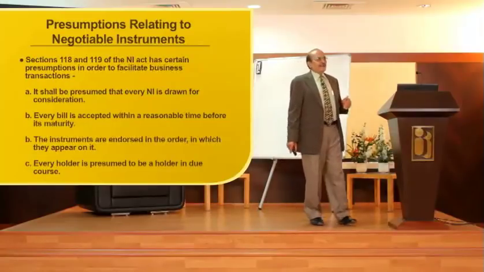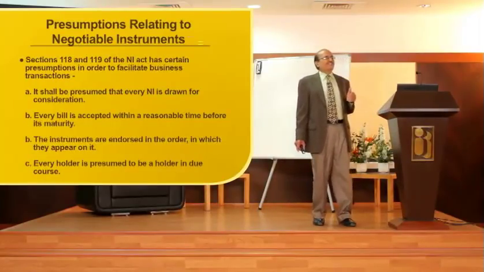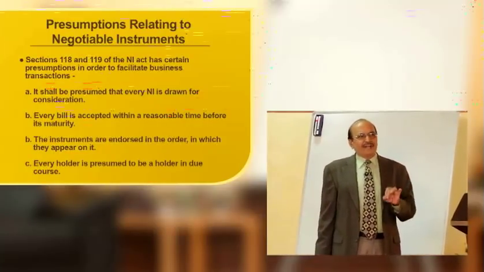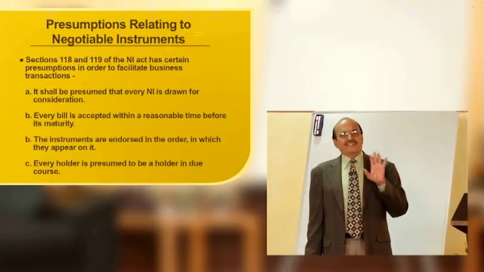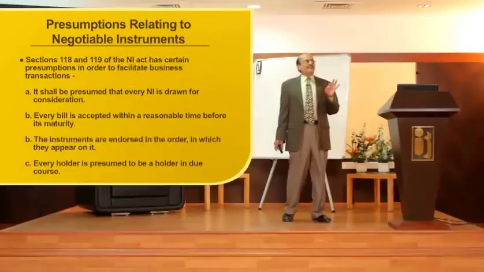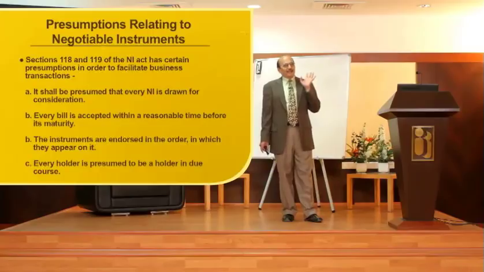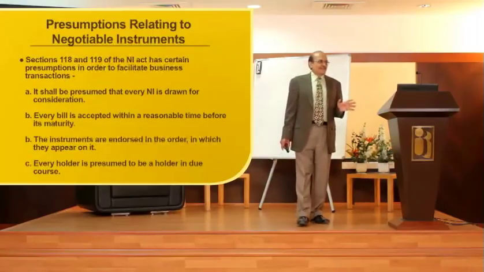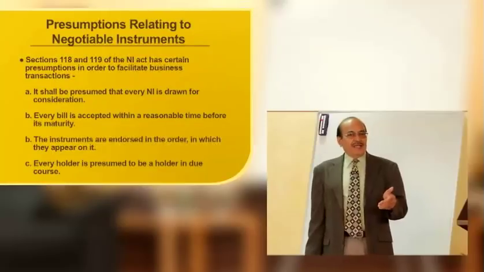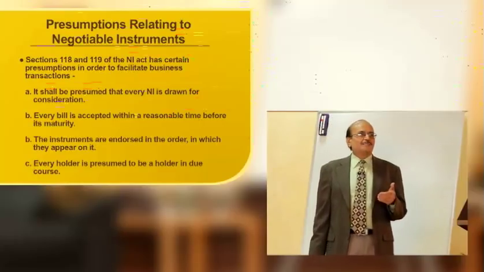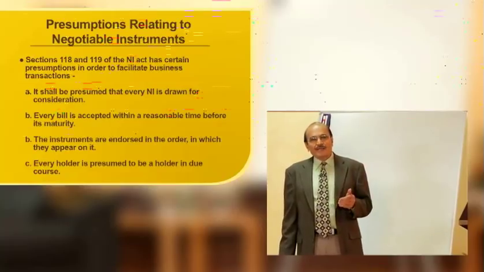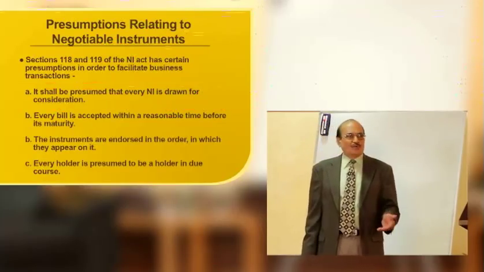Sections 118 and 119 of the Act have certain presumptions. One, it shall be presumed that every negotiable instrument is drawn for consideration. So consideration is an important aspect. Two, every bill is accepted within a reasonable time before its maturity. Third, the instruments are endorsed in the order in which they appear on it. And finally, every holder is presumed to be a holder in due course. We will see a little later what is the meaning of a holder and a holder in due course.